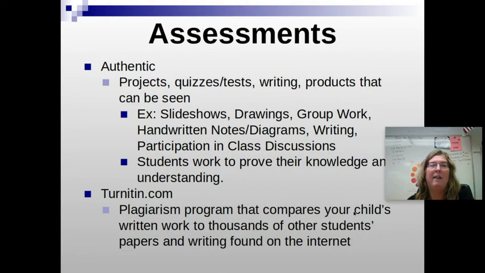Assessments in this class, I try to make them as authentic as possible, meaning I am assessing your child's ability as opposed to just their willingness to do something. And so we're looking at things like projects, quizzes and tests, writing, of course, products that can be seen. Students are working to prove their knowledge and their understanding.